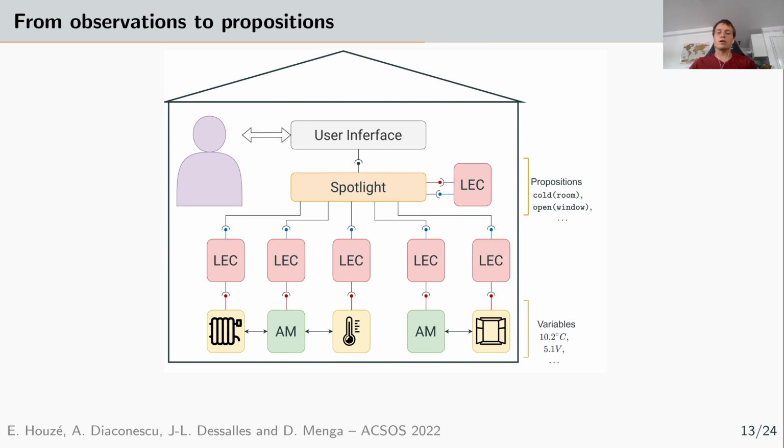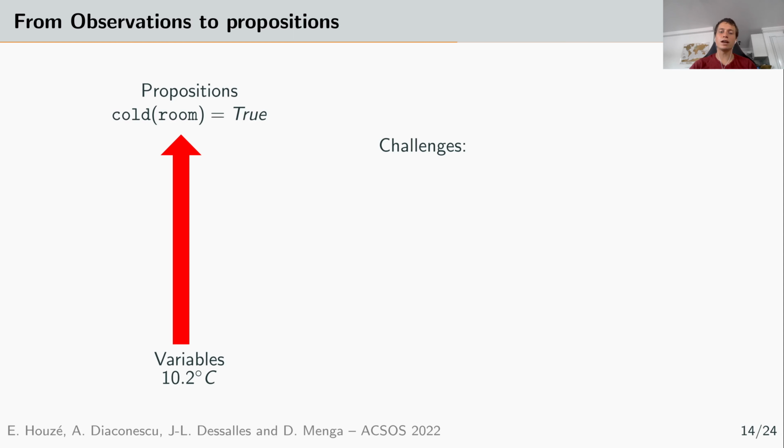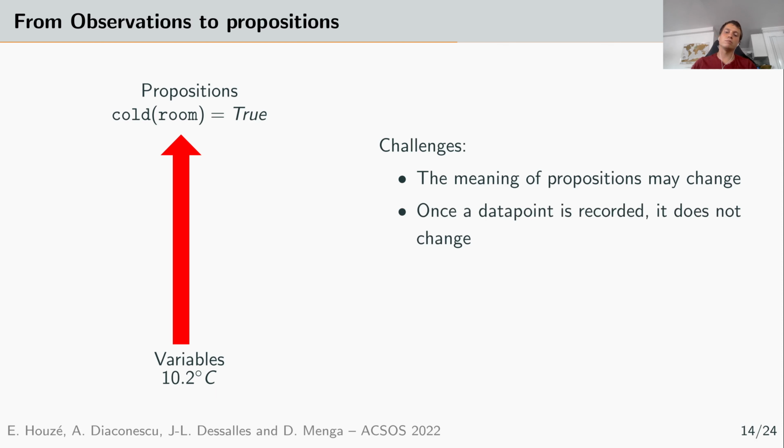So there is one issue remaining with this construct. It's that at the device level, we have variables, while at the reasoning level, we have propositions. And there is a difference in nature between the two of them. Because on the one hand, propositions, their meaning can change through time. As I've said, something cold, a room cold, won't be the same for summer or for winter. On the other hand, once some data has been recorded, we can no longer revise it. And furthermore, data we may not want to share it with any component in the system.